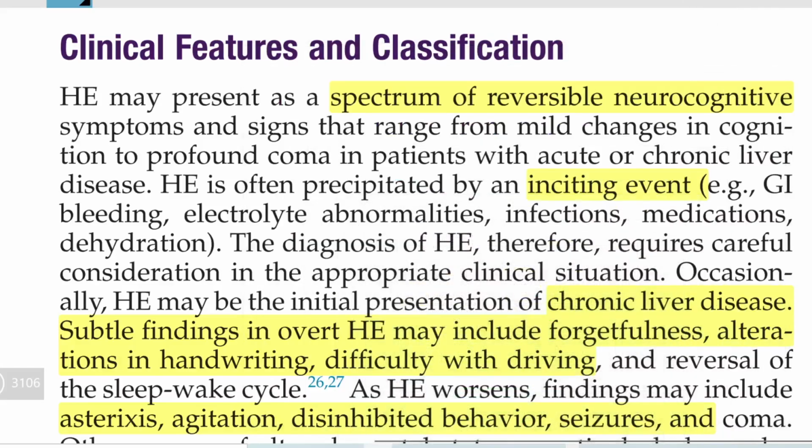Today we are going to discuss hepatic encephalopathy, clinical features and classification. Hepatic encephalopathy may present as a spectrum of reversible neurocognitive symptoms and signs, ranging from mild changes in cognition to profound coma, mainly seen in patients with acute or chronic liver disease. It is often precipitated by an inciting event such as GI bleeding, electrolyte abnormalities, infections, medications, or dehydration.